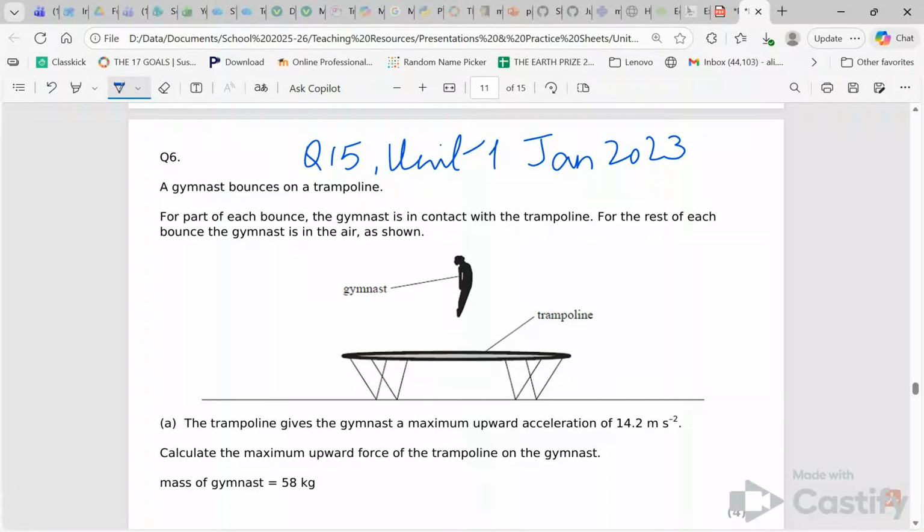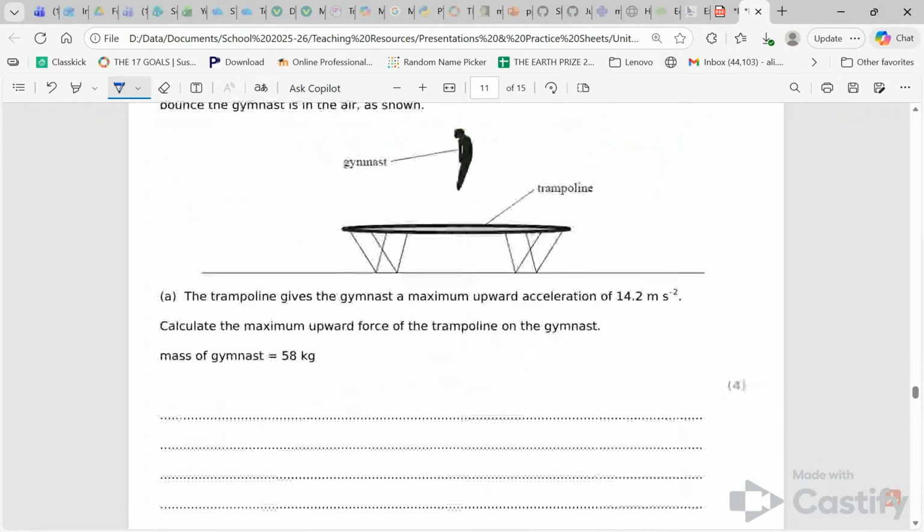A gymnast bounces on a trampoline. For each part of the bounce, the gymnast is in contact with the trampoline. For the rest of each bounce, the gymnast is in the air. You can see the diagram below. The trampoline gives the gymnast a maximum upward acceleration. Acceleration is given here. Calculate the maximum upward force of the trampoline on the gymnast, and the mass of the gymnast is given.